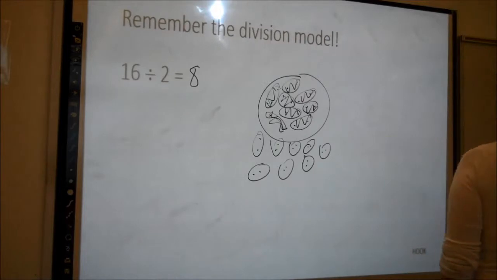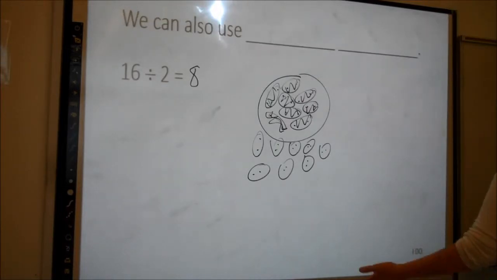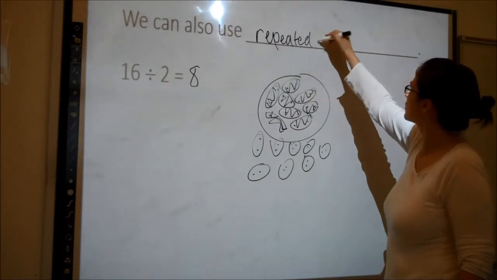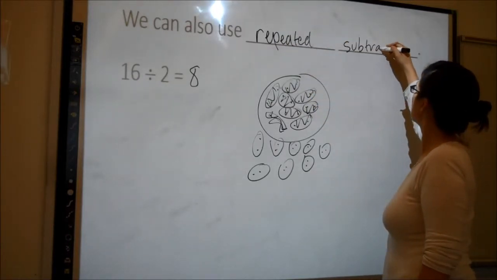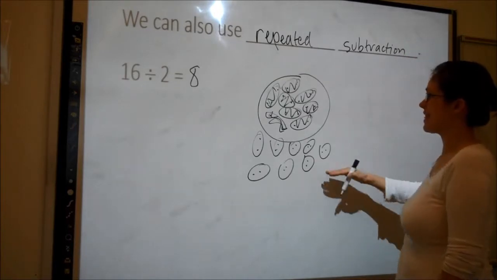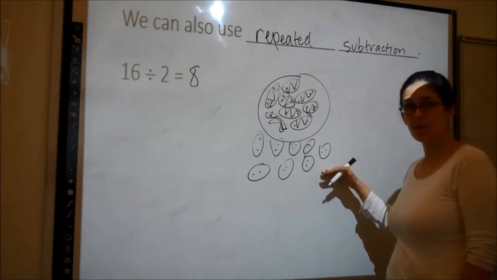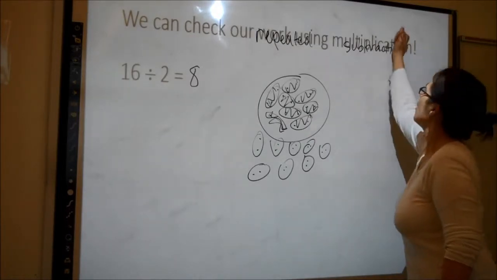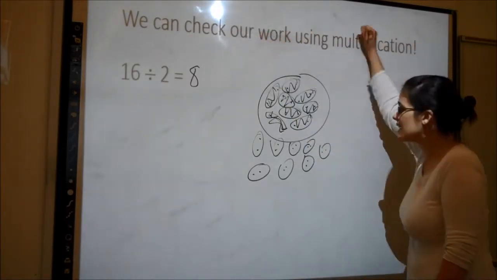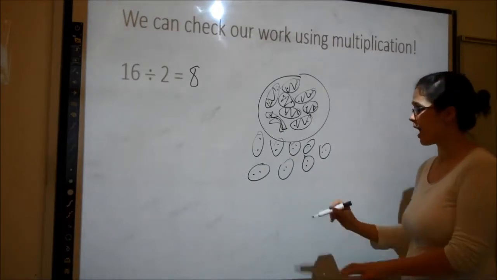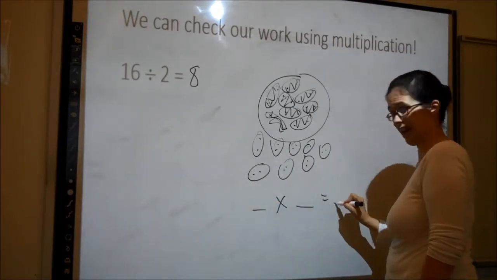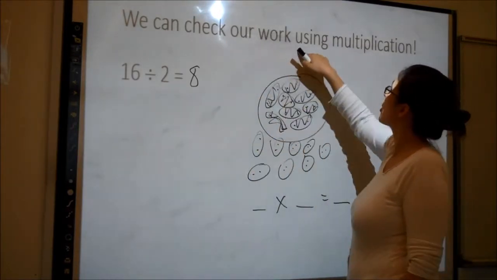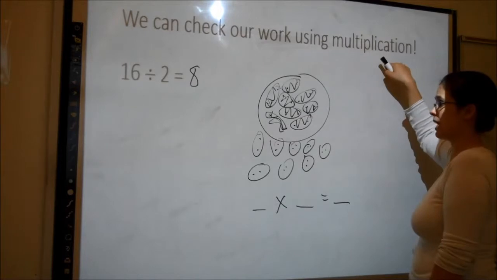Well, what you're going to notice, we can also use repeated subtraction. Well, what you're going to notice is that this picture, the equal groups, is just a multiplication picture, right? Equal groups, groups of, is how we learned to multiply. Right? So, if we get a division answer, we can check our work using multiplication.